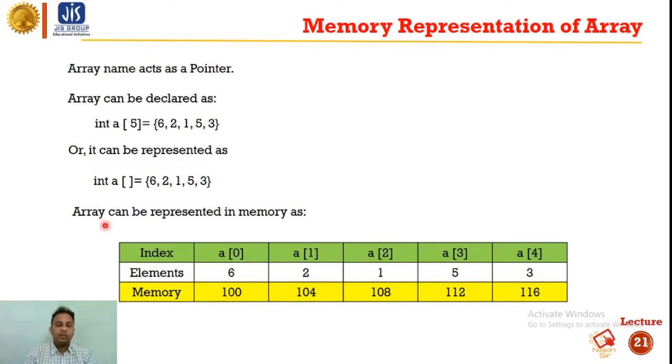As we know, the array contains all integer values, and each integer value will take 4 bytes of space. So it will start at 100, and after that it is 104, then 108, 112, and 116. So it will take 4 bytes, and next it will take another 4 bytes. This is how all the elements are stored in the array, in contiguous memory locations. This is the basic concept of an array.